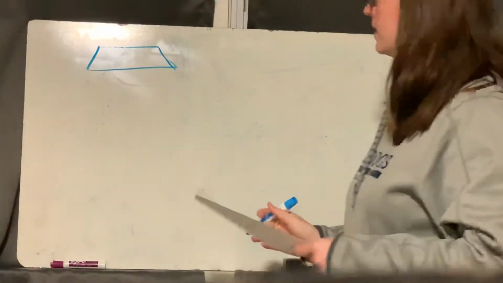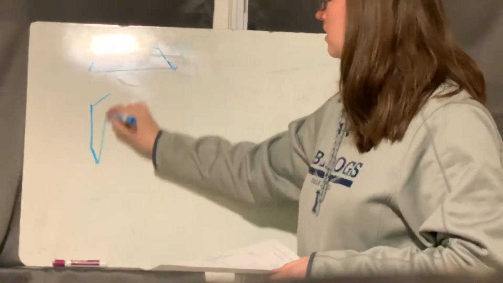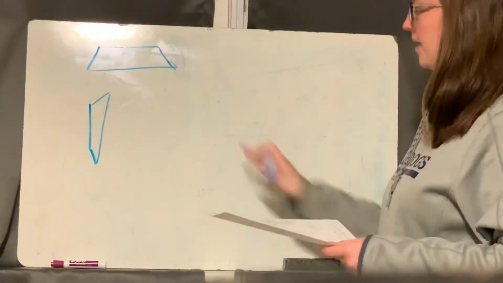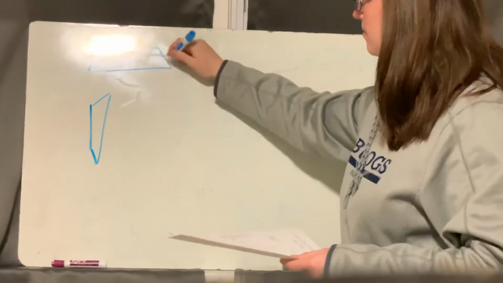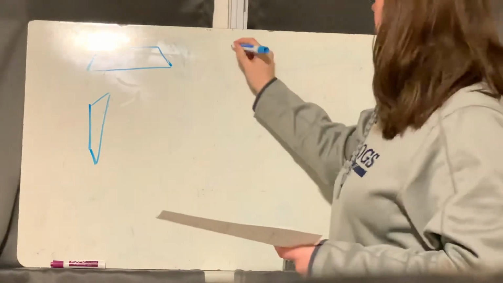They don't always look like that. It could be sideways. Could be something like that. But it has one pair of parallel sides. We find the area of a trapezoid.